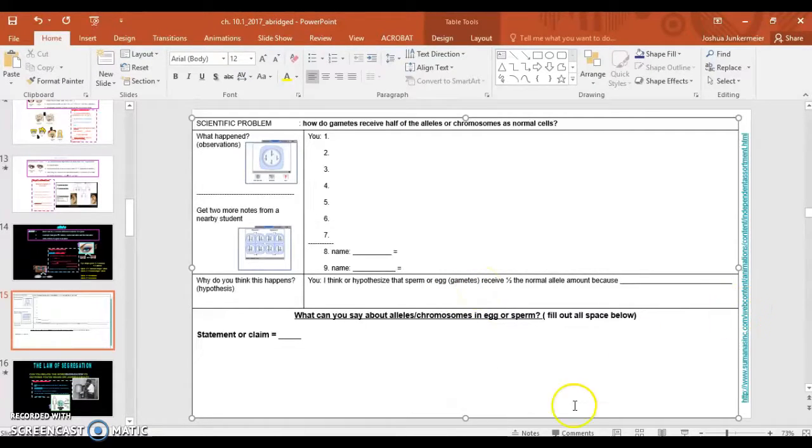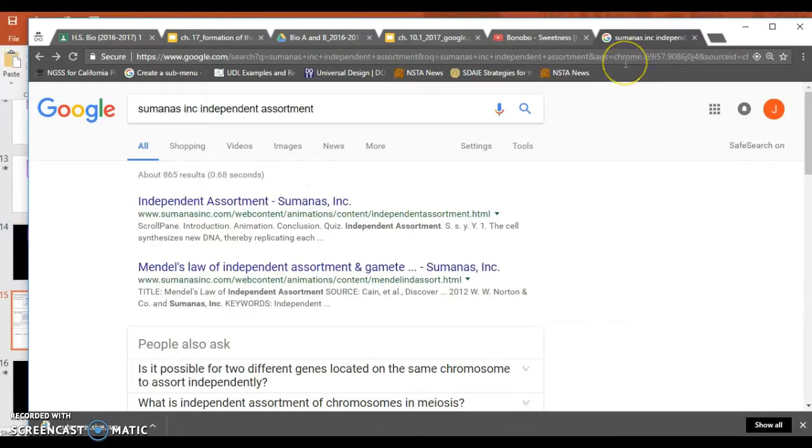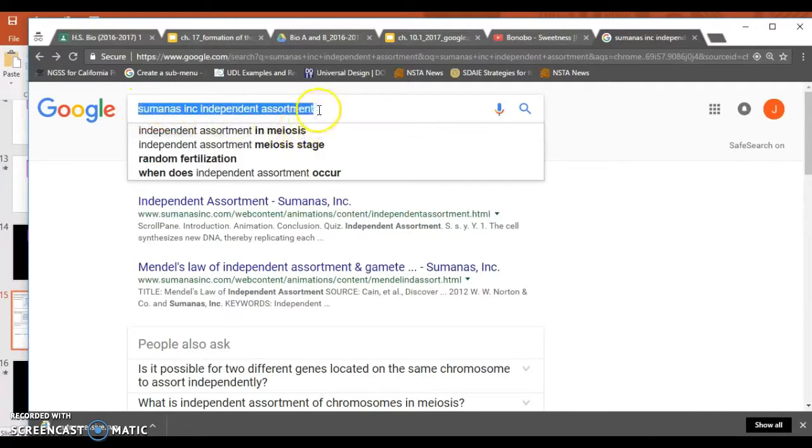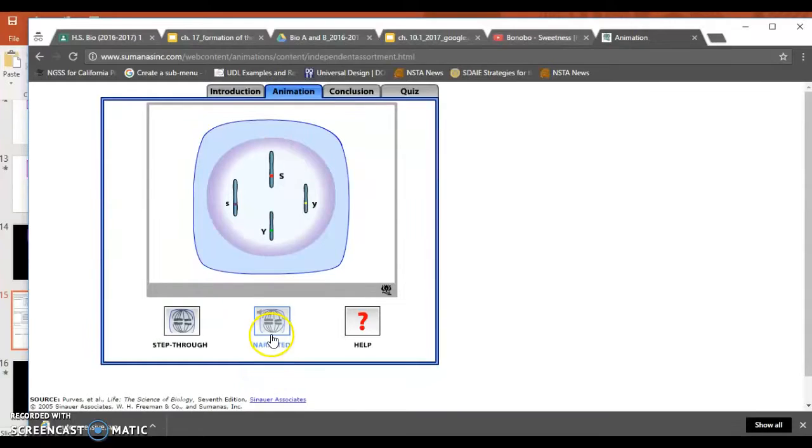So we're going to follow this URL. We're going to head right over here. And I Googled Sumanis Inc. independent assortment. That's what I Googled to get to the right spot. And then the first result is the correct one. I get right here. All right, and then you're going to click on animation. And to do this right, you're going to click narrated. And your job is to click narrated, but take the sound off.